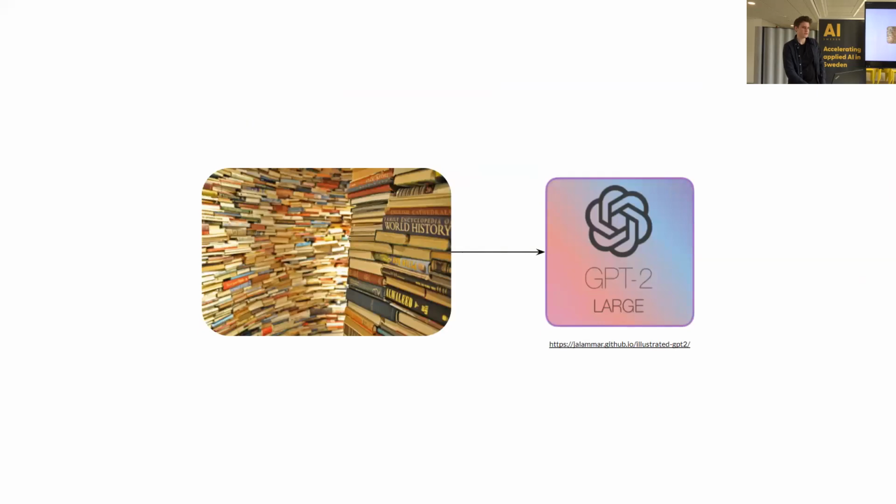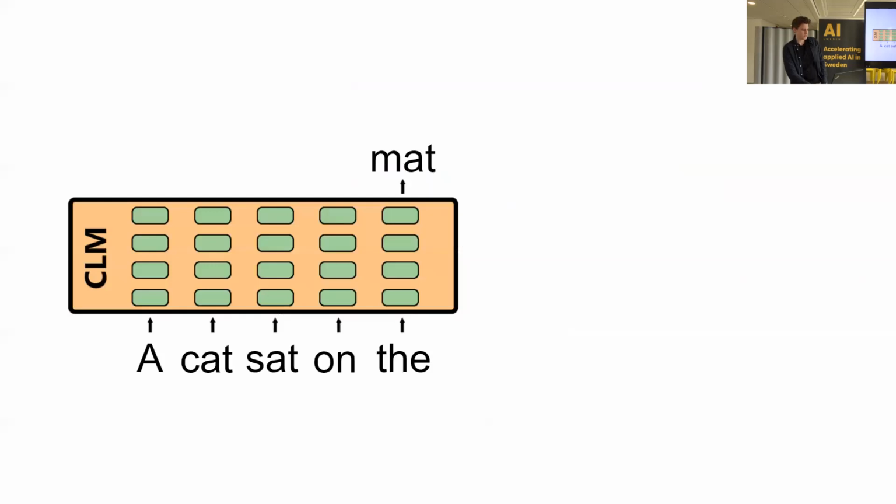Large causal language models like GPT have been trained on immense masses of text. And it's trained using the next token prediction objective. So it can look something like this. If we have the text, a cat sat on the mat, and we give the model the input, a cat sat on the, it's trained to predict mat.